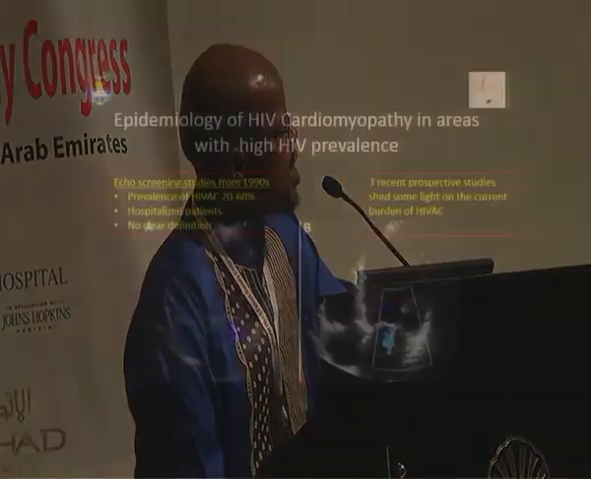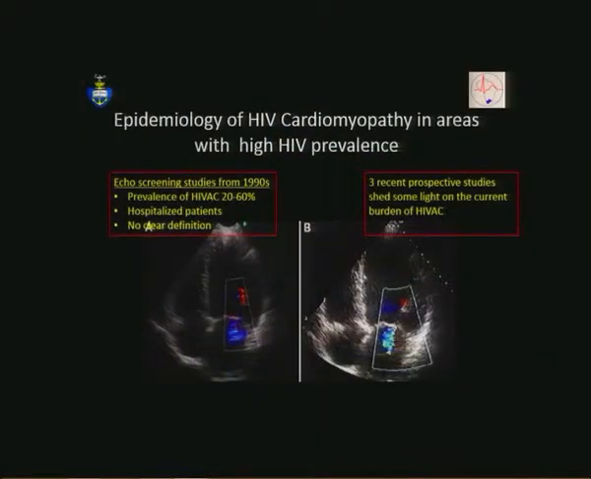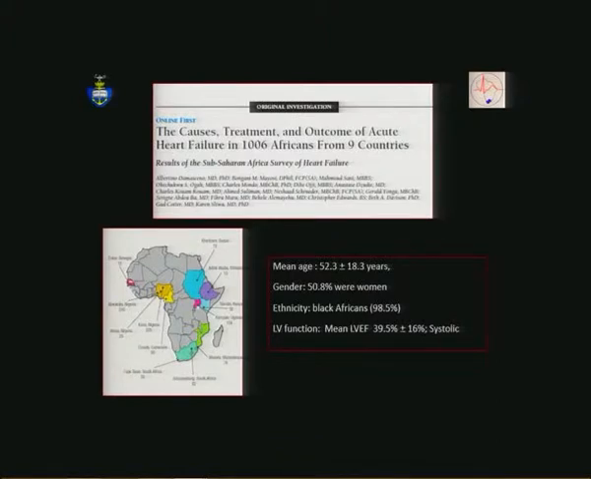More recently, there have been three prospective studies that shed more light on the current burden of HIV-associated cardiomyopathy that I'm going to be sharing with you. The first, my good friend Albertino just discussed, and it was a thesis study looking at the causes, treatment, and outcome of acute heart failure in a little bit over 1,000 Africans from 9 countries, which he's already gone over. He's told you the relevant demographics, including age, gender, and ethnicity of the group.